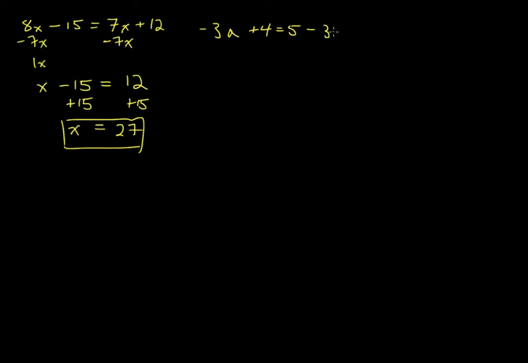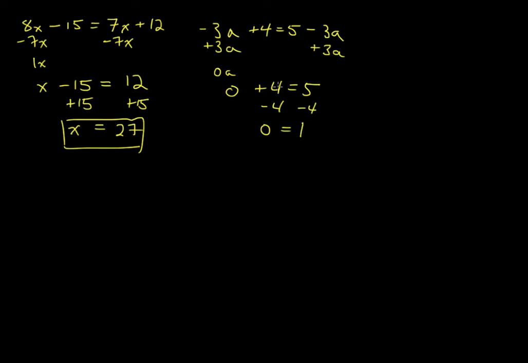Negative 3a plus 4 equals 5 minus 3a. Well, let's look at what happens here. I'd like to get these a's together, right? Okay, well, let's add 3a to both sides. Well, this is already looking kind of odd. Negative 3a plus 3a, well, that's 0a. 0a, well, that's 0 times a, which is 0, so that's 0 plus 4 equals 5. If I were to subtract 4 from both sides now, I get 0 equals 1.